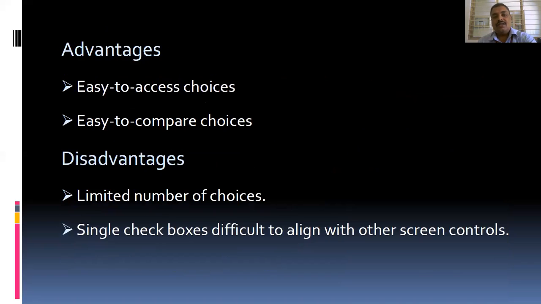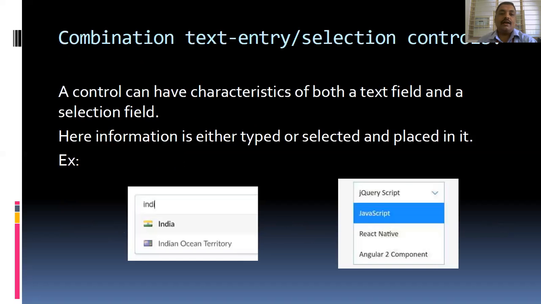Next, what are the advantages of the checkbox? It is easy to access choices and easy to compare choices. So comparison and access will be easier. That is why they use the checkbox when you are booking a laptop or mobile online, or any of that matter. The drawbacks: there is a limited number of choices. Single checkboxes are difficult to align with other screen controls. For example, if any single checkboxes are there, it is difficult to get them aligned.